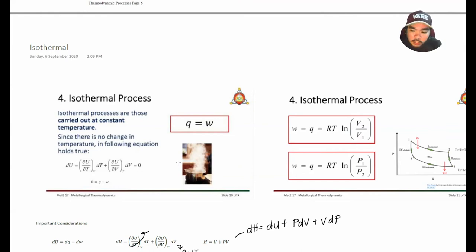And later on, I think sa isa sa mga discussion dito, we can prove that delta U is only affected by temperature. So if there is a temperature change, there will always be a change in internal energy. Pero kung walang temperature change, there will be no changes in the internal energy. Okay? Well, hopefully that gives you some form of understanding, no? So kung bakit dU is equal to 0 when you have an isothermal process, no?